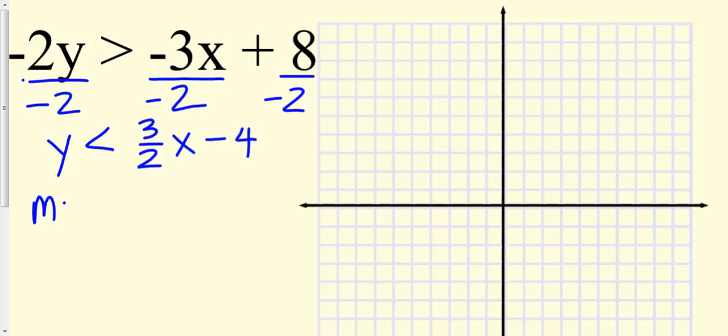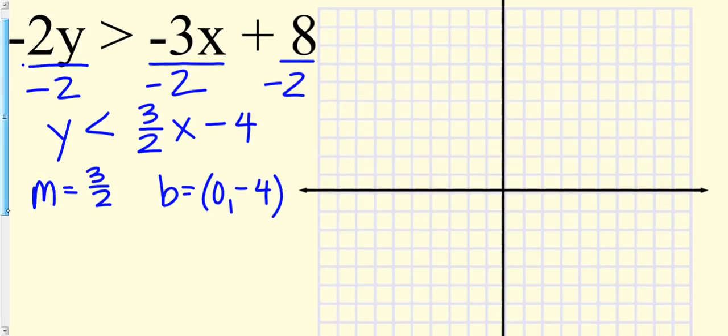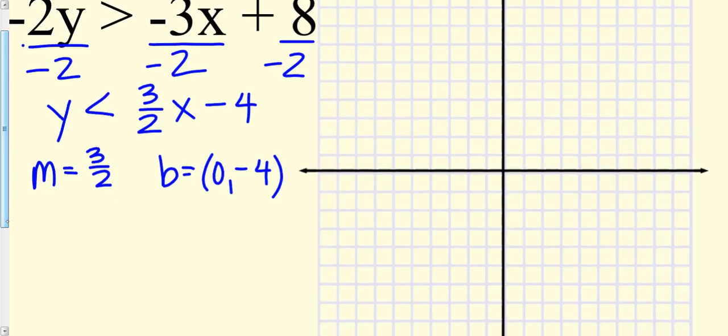We're going to write down our slope movement, which is 3 over 2. Our y-intercept, which is 0, negative 4. And then let's go ahead and graph this. So starting at negative 4 on the y-intercept, 1, 2, 3. There we go. And my slope movement is positive 3, positive 2. So I'm going to go up 3 and right 2. We're going to keep doing that. Up 3, right 2. Up 3, right 2.